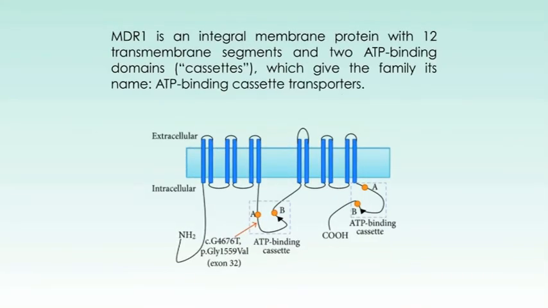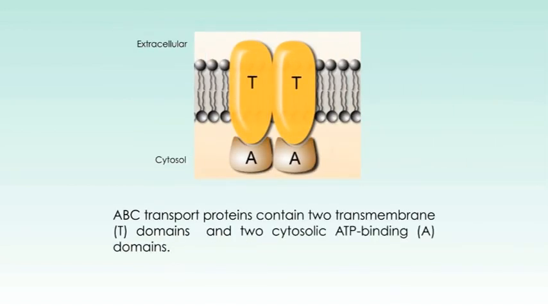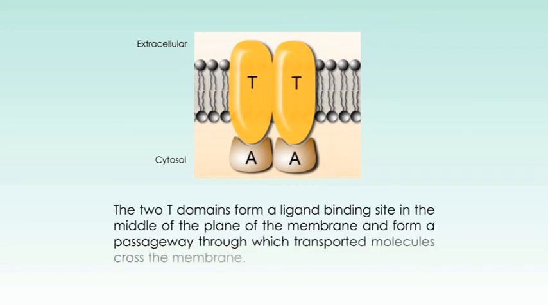MDR1 is an integral membrane protein with 12 transmembrane segments and 2 ATP binding domains, or cassettes, which give the family its name, ATP binding cassette transporters. So ABC transport proteins contain 2 transmembrane T domains and 2 cytosolic ATP binding A domains. The 2 T domains form a ligand binding site in the middle of the plane of the membrane and form a passageway through which transported molecules cross the membrane.